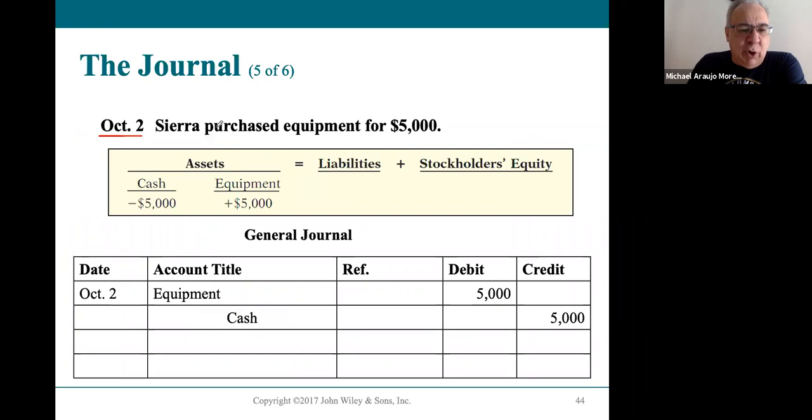On the 2nd of October, they purchased equipment for cash. We have more equipment. We have less cash. We know because they're both asset accounts, more equipment would happen on the debit side, less cash would happen on the credit side. So again, in the journal, we start with the date. The account that gets debited is listed first. So the equipment account is listed with a $5,000 debit. Cash account, again, it's indented for the $5,000 credit. And this is what journaling is.